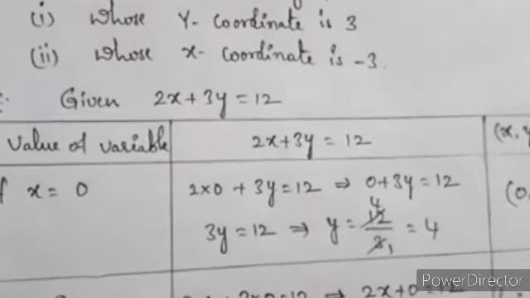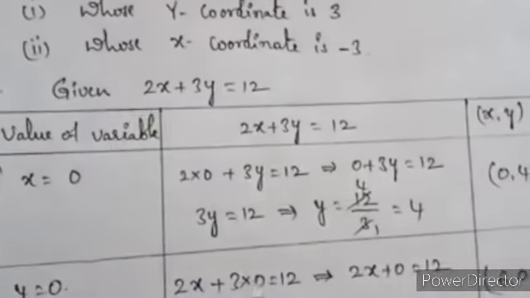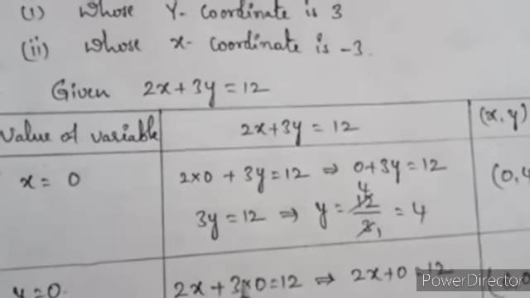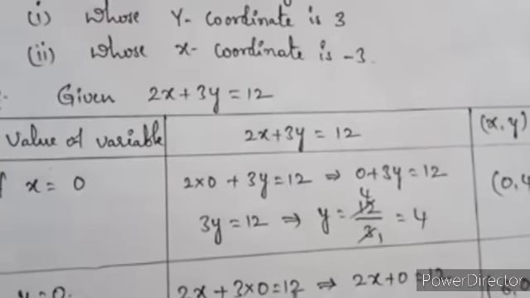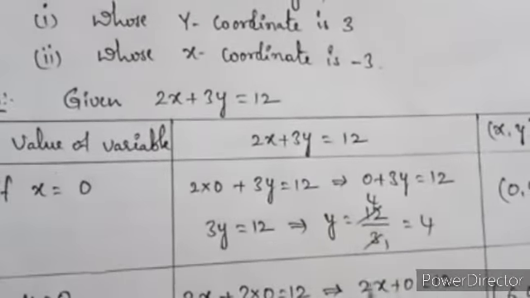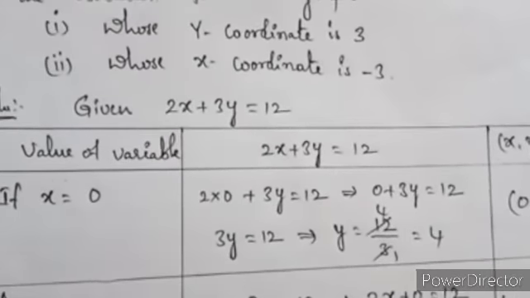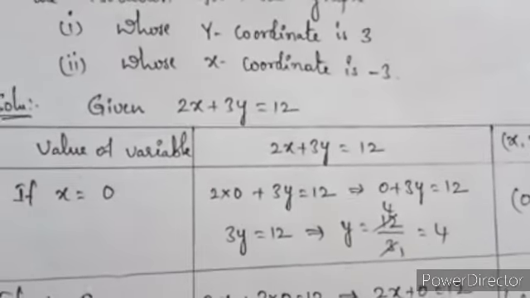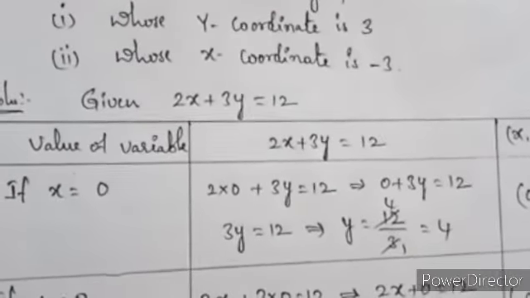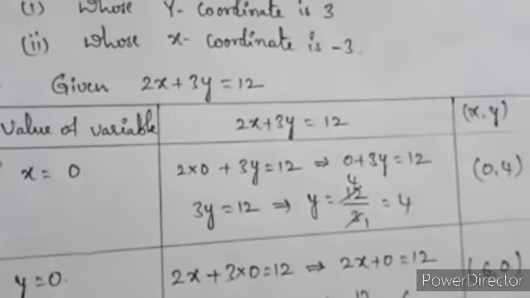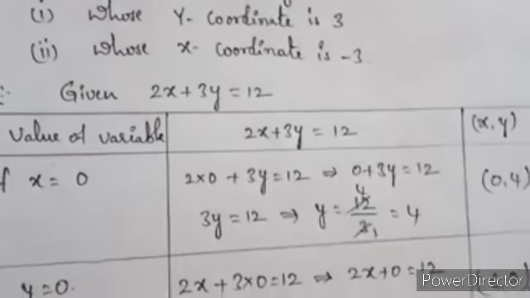If y is equal to 0 is taken, then 2x plus 3 into 0, in place of y we write 0, is equal to 12. 3 into 0 is 0 only. That's why 2x plus 0 is equal to 12, which implies 2x is equal to 12, x is equal to 12 by 2. That is 6. So the ordered pair is (6, 0). First we write the x value and then the y value. So it is (6, 0).